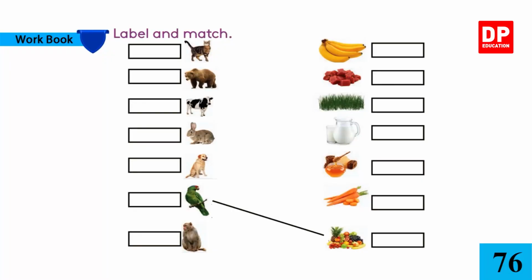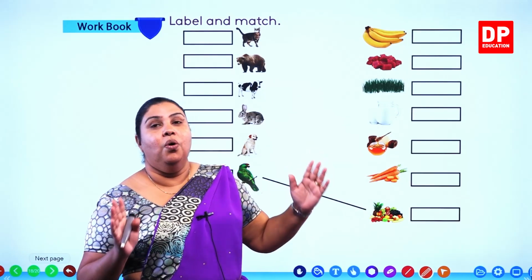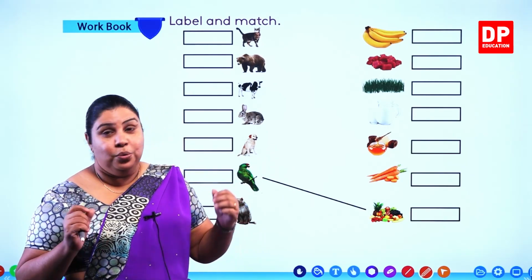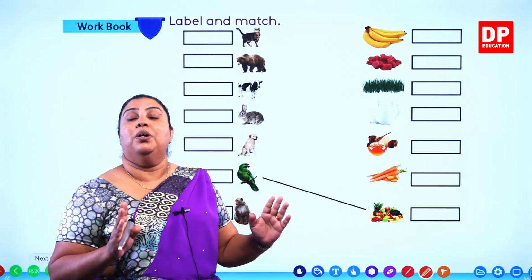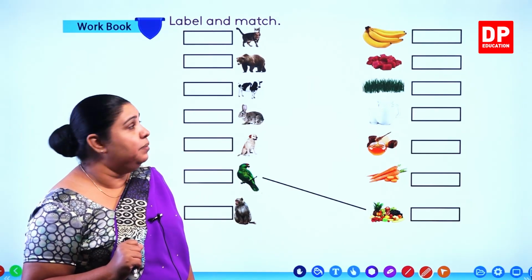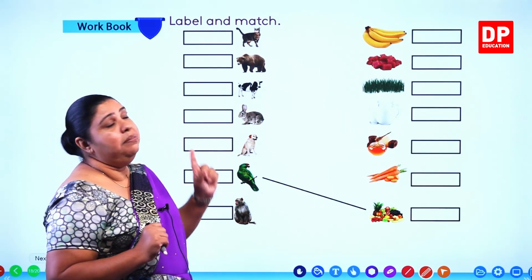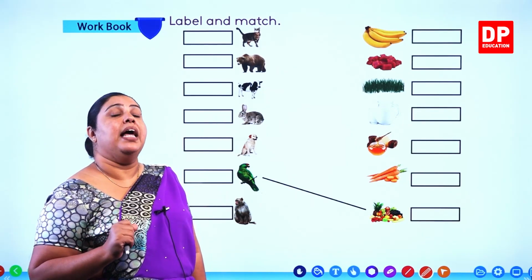Now I want you to come to your workbook. We are going to do our workbook activity now, because we have spoken about all our animal friends who came for tea, and we spoke about their favorite food. So now I want you to open your workbook and come to this page. Label and match. Label and match.